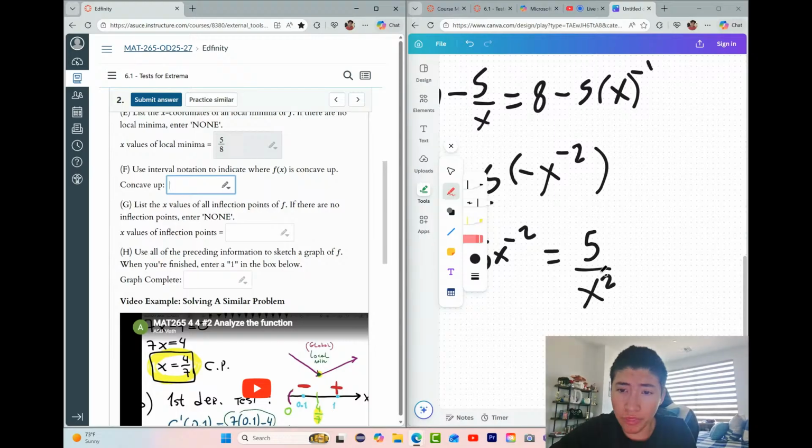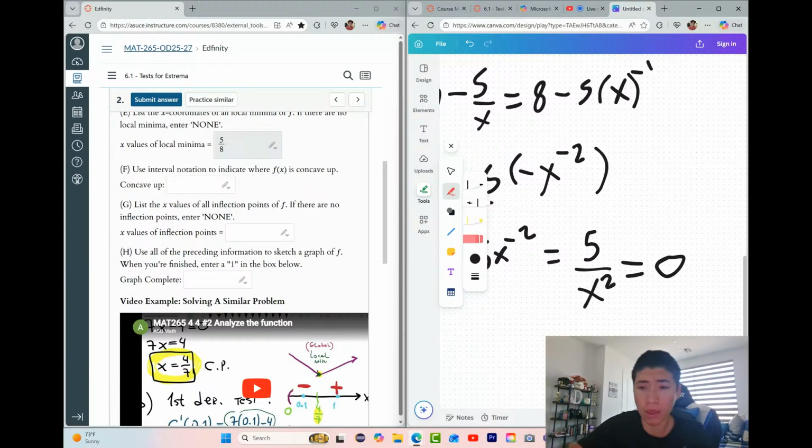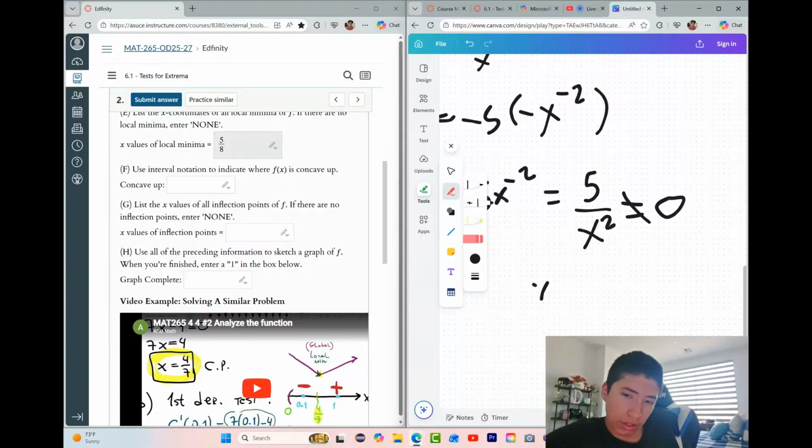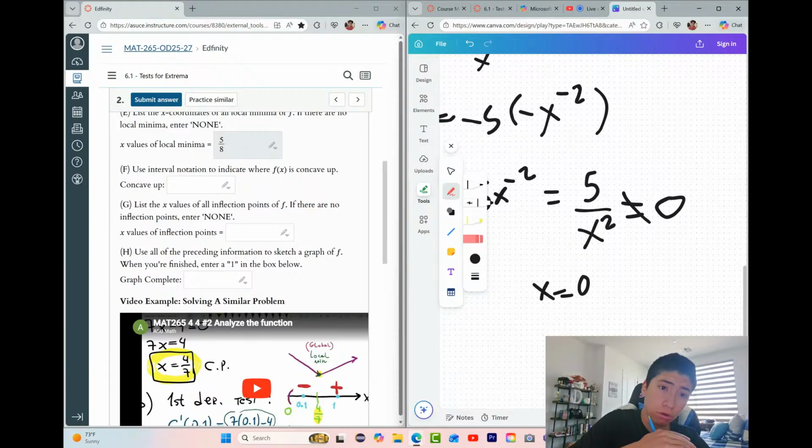Now we have to find when that is 0, so we can find our inflection point, and then we will check whether the sign changes. And we have to check if it's defined. This never equals 0 because 5 will never equal 0. So our only hope of finding an inflection point is when the denominator equals 0, and that happens when x equals 0. Is there any other point? No. So, inflection point 0.